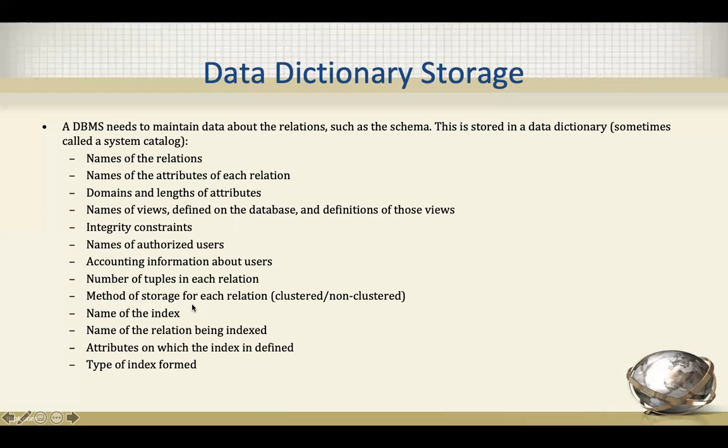Method of storage of each relation, means whether it is clustered or non-clustered. We'll see that later. Name of the index, in which index this data information will be there. Name of the relation being indexed, attribute on which the index is defined, type of index formed. So all this information will be there in the data dictionary. Okay.